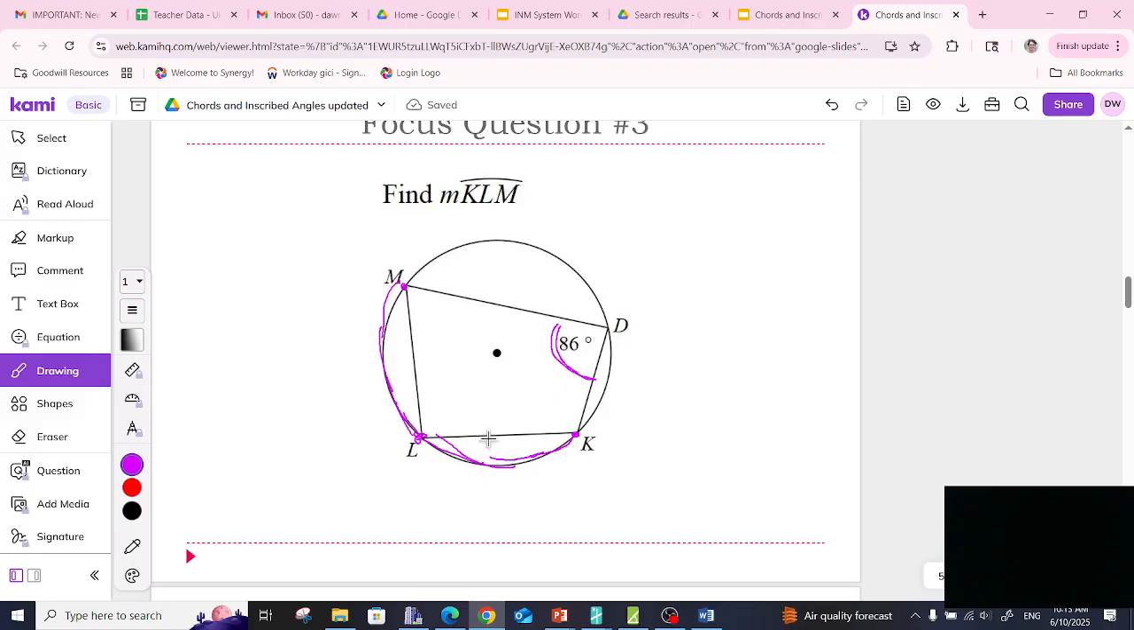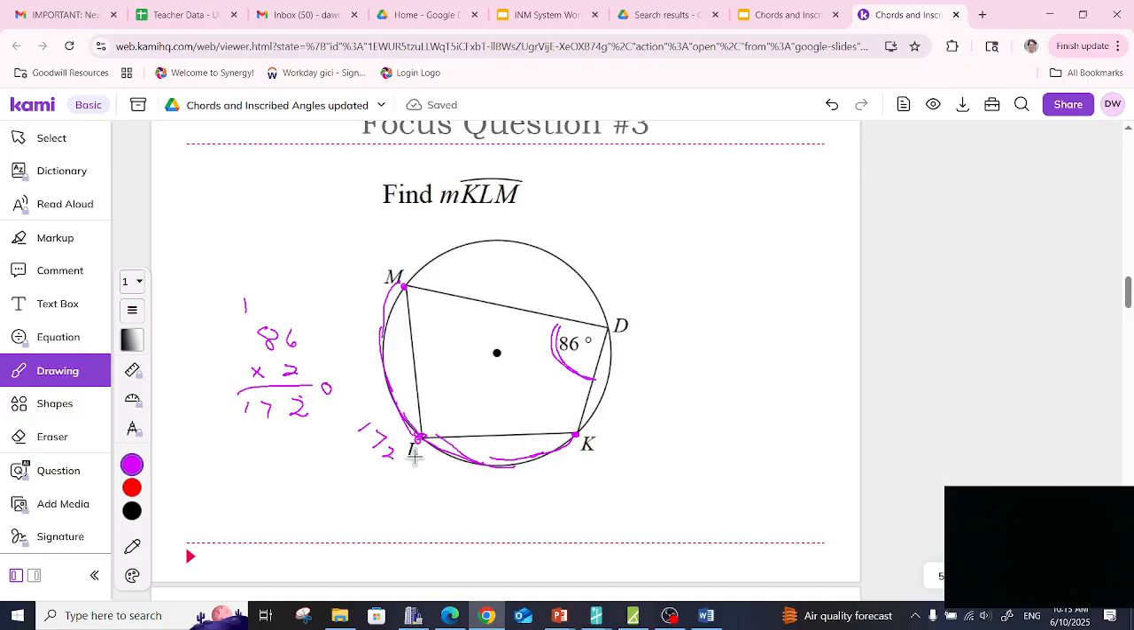Well, what do I do with 86? We just did it on our circle paper. Times it by 2. That's it. So it'd be 86 times 2. What's 86 times 2? 172.